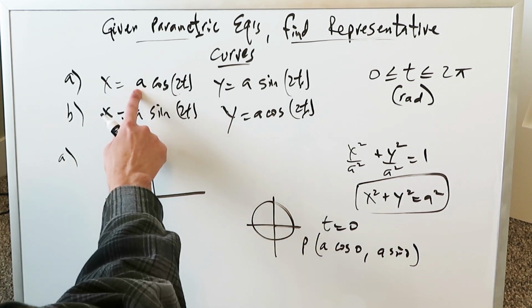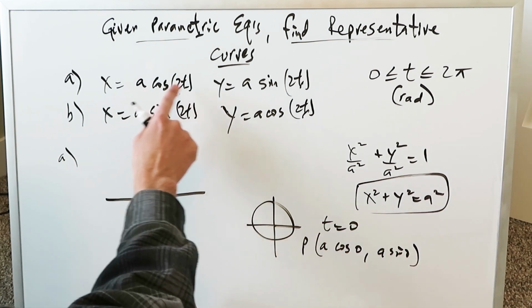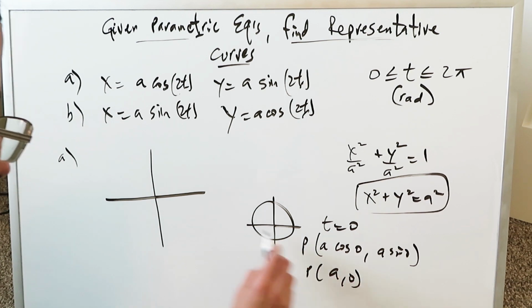This point P always has an x value and a y value. Remember, a coordinate is x comma y, but x is that and y is that. When I do this, what do I get? I get a comma 0. So my first point is really right here, a comma 0, which is right on the x-axis.